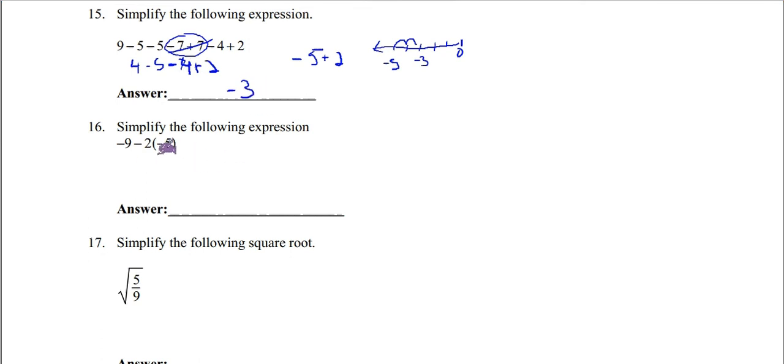Simplify the following expression, right? We're just testing that you get that with multiplication thrown into the mix. Negative 2 times negative 5 is positive 10.